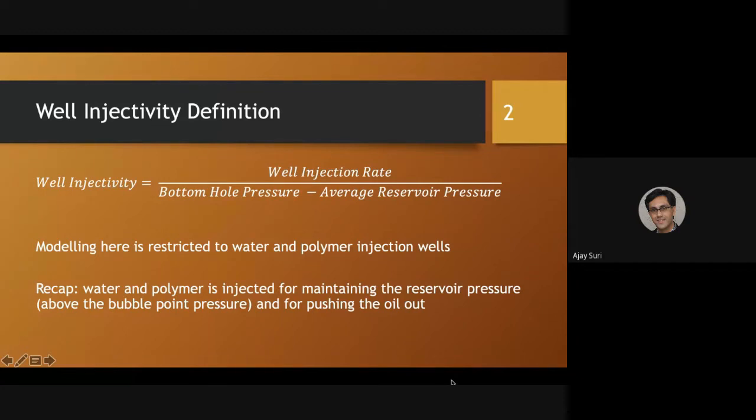Just to recap, the water and polymers are injected to maintain the reservoir pressures, so that the pressure is above the bubble point pressure for the oil to flow in single phase, which is the maximum permeability that we can have, and for pushing the oil out. So these fluids are injected for that purpose, as we know as petroleum engineers.